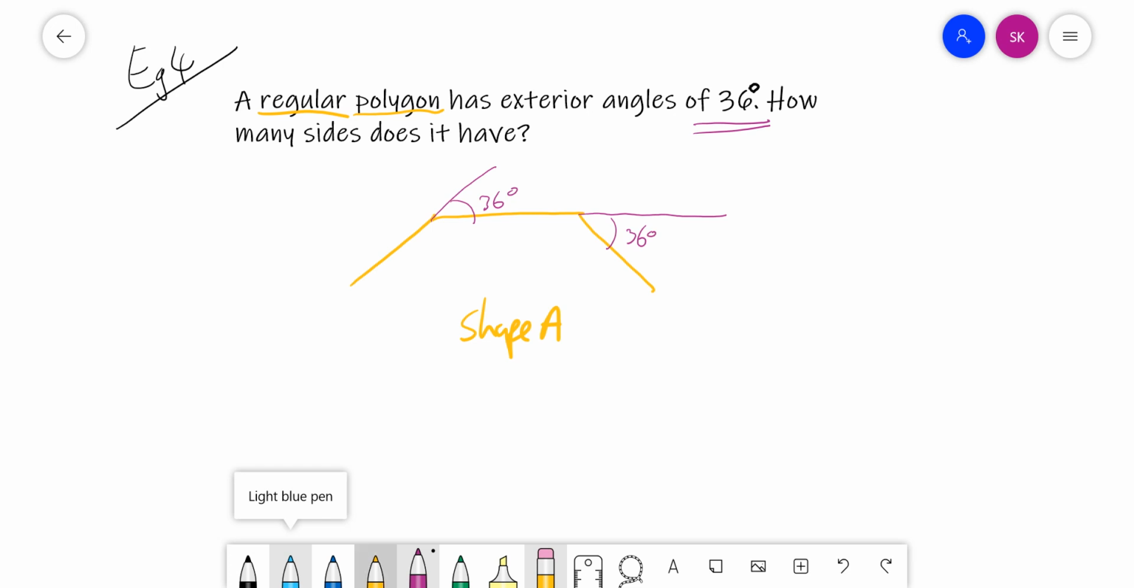To find how many sides it has, if I do 360 divided by 36, that will tell me how many 36 is going to 360. In other words, it will tell me how many exterior angles there are in this shape. And obviously the answer is 10. So therefore, this has 10 sides. Pause the video and make any notes that you need to. Press play when you're ready to keep watching and do another example.